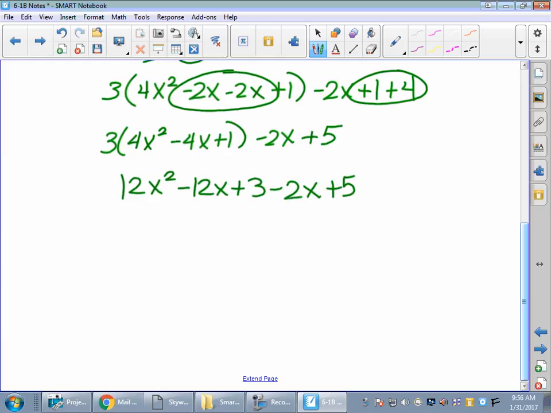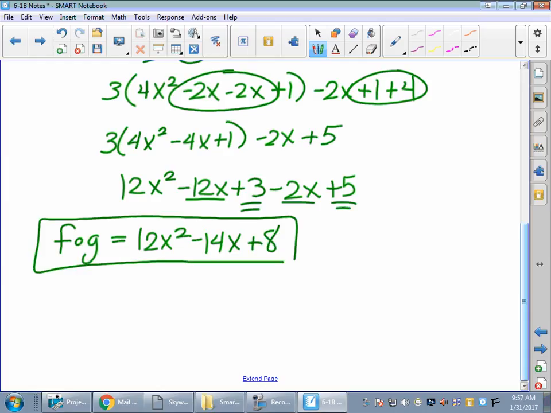One more step of cleanup. So I'm going to put my label. This is f composition g of x is equal to 12x squared minus 14x, that's putting these two together. And then if I put the two numbers together, it's plus 8. And there's f composition g.